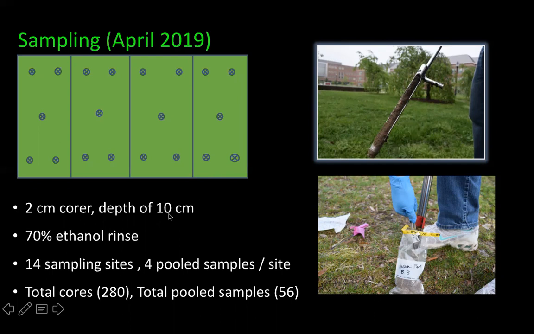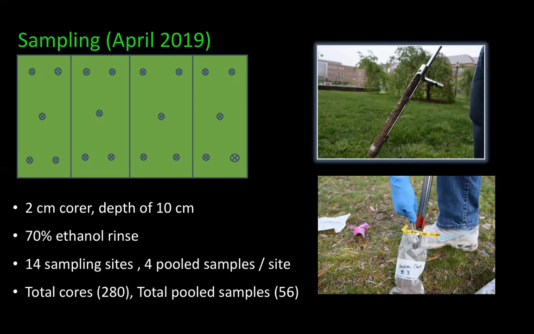However, we're only interested in the top 10 inches of the soil, more so this organic matter, because this is really where the microbes are going to be most active and reside. Between each sample, we did a 70% ethanol rinse to hamper biological cross-contamination. We are dealing with microorganisms, so we don't want to cross-contaminate these samples. And we took samples from 14 different sites on campus.